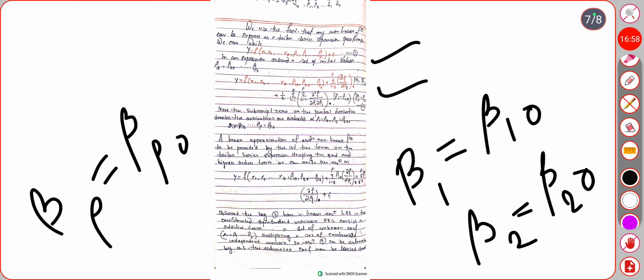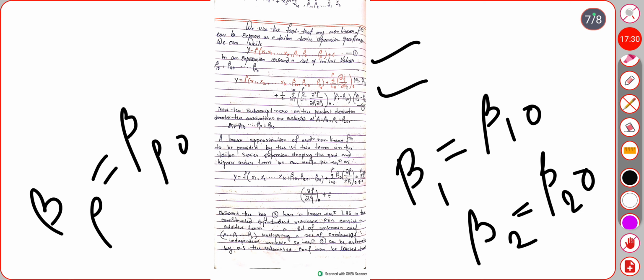Now the subscript 0 on the partial derivative denotes that the derivative is evaluated at beta 1 equal to beta 1 0, beta 2 equal to beta 2 0, beta 3 equal to beta 3 0, up to beta rho equal to beta rho 0. We can consider a linear approximation of our nonlinear function to be provided by the first two terms of the Taylor series expansion.